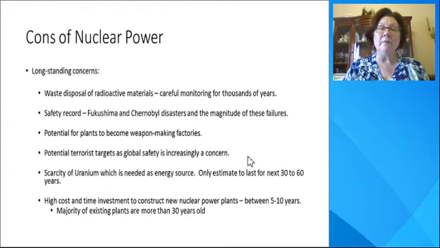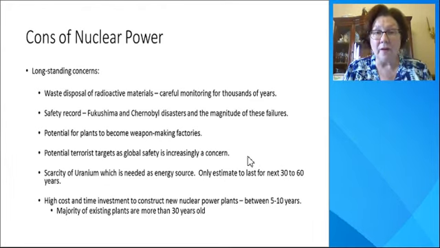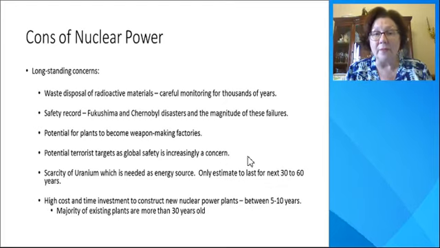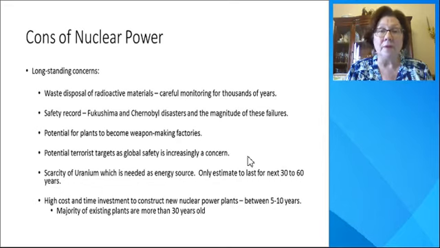So when you talk about the argument for use of nuclear power, there's cons and pros. Starting with the cons of this, some long-standing concerns are that the waste disposal as a result of the radioactive materials is a huge concern, where to store it, but also that it needs to be carefully monitored for potentially thousands of years. The safety record. So the magnitude of a failure, when something does go wrong, such as Fukushima and the Chernobyl disasters, the magnitude of this is enormous. This could have potential global ramifications.